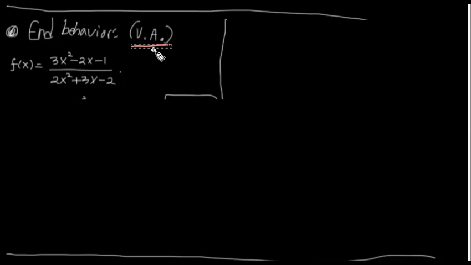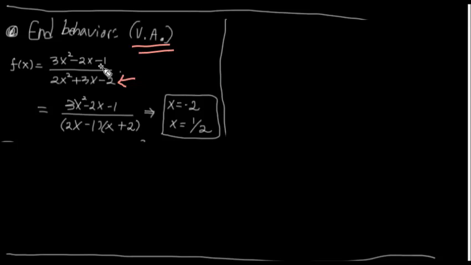This part is for vertical asymptotes. The vertical asymptote comes from the denominator part, and we need to factor the denominator. So I factored it here. Nothing happened to the numerator, but the first factor of the denominator is 2x minus 1, and the second factor is x plus 2, which expands to this denominator. Once it's factored this way, it's easy to read the zeros in the denominator: x = −2 and x = 1/2. So there are two vertical asymptotes.